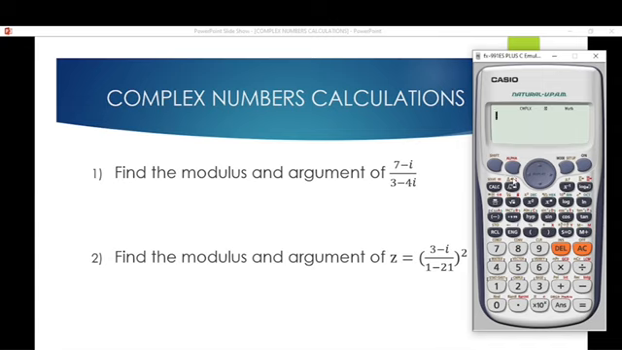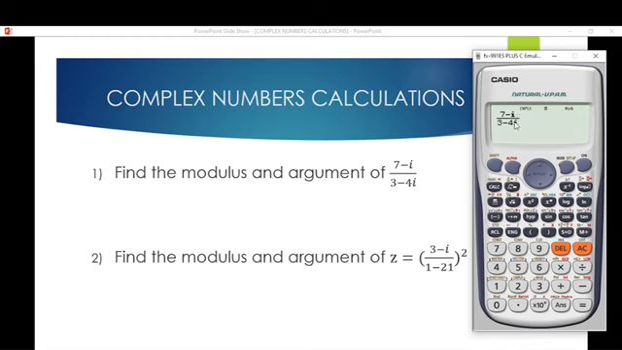So let's go straight. We'll type out our question into the calculator. So we'll bring a fraction sign. We have 7 minus i. And to bring our i, you press on this ENG button. So you press on the ENG. Then we move down. So we have 3 minus 4i. 3 minus 4i. So now we are able to type our question.